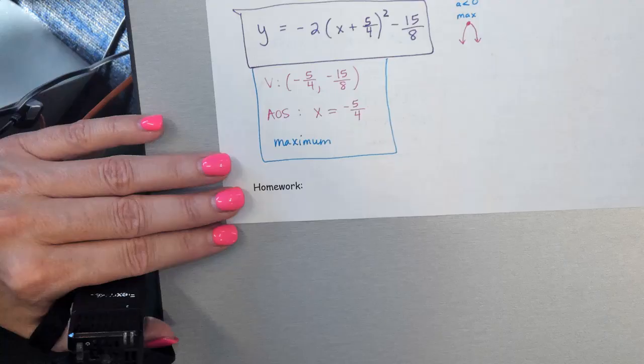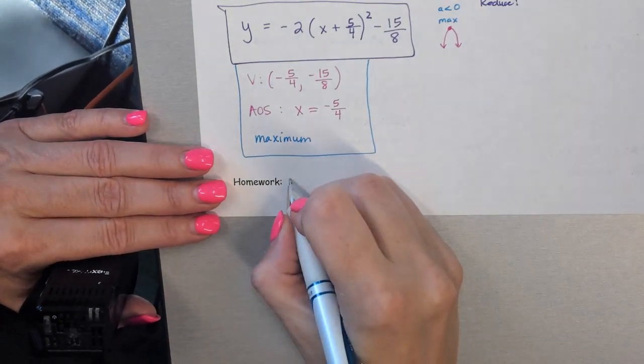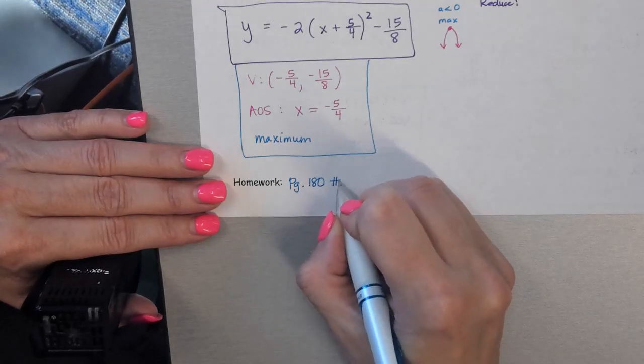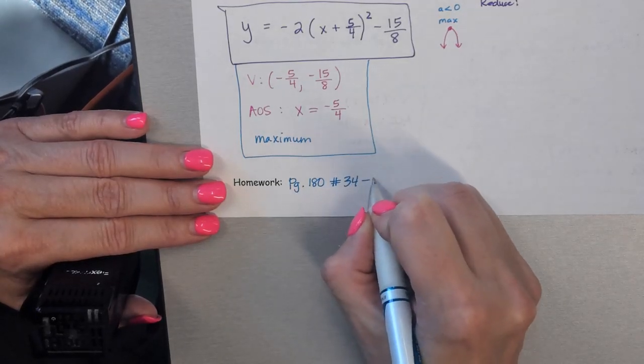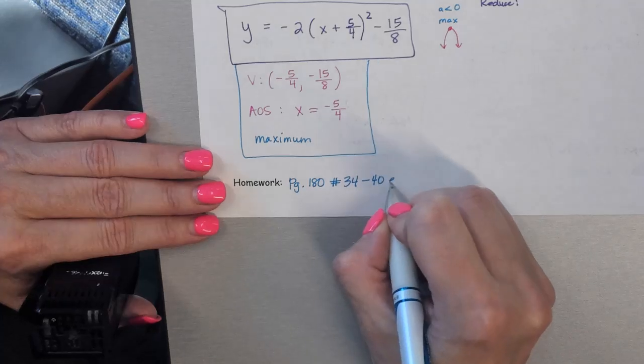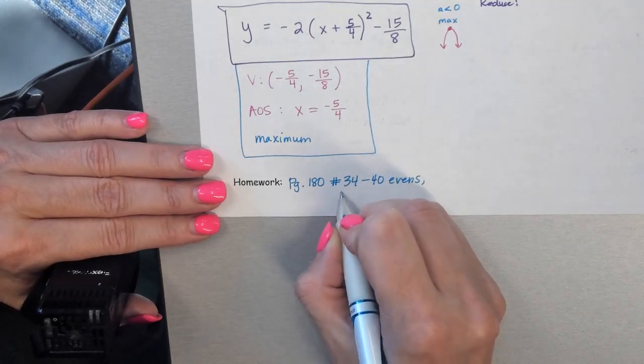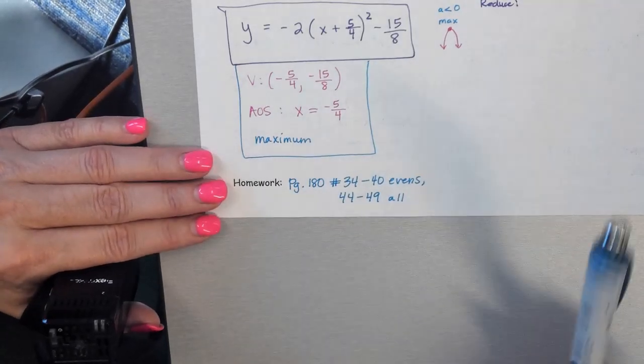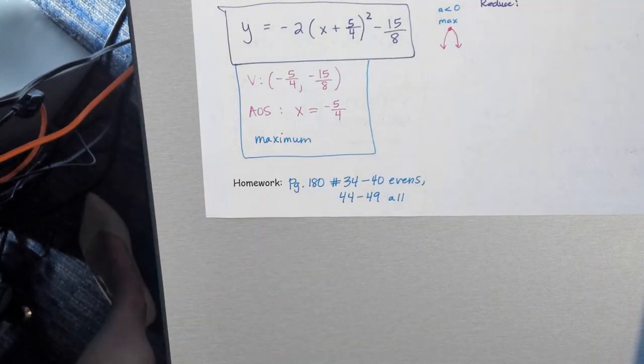All right, and then I'll put some problems up so you can get started. It's 34 through 40 evens, and then 44 through 49 all. Okay, so the first set is just the evens.